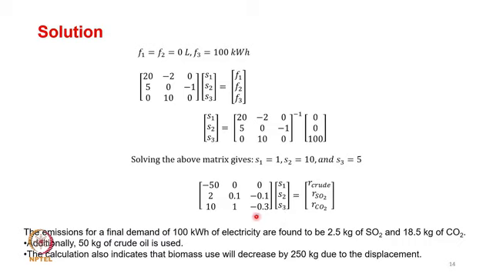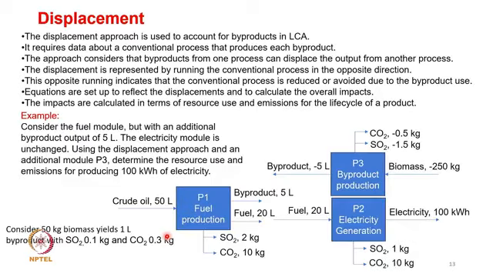RCO2. So you can see that the emissions for a final demand of 100, electricity is found to be 2.5 kilogram of SO2, 18.5 kilogram of CO2. Additionally, a 50 kilogram of crude oil is additionally used. This calculation also indicates that the biomass use will decrease by 250 kg due to the displacement. Yes, that is another. So you will have to have this many biomass.